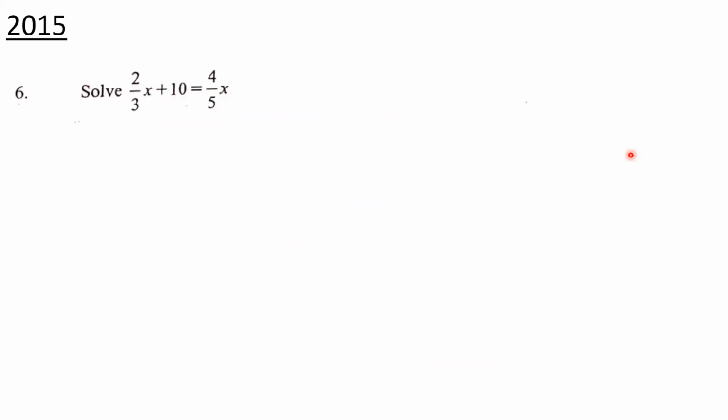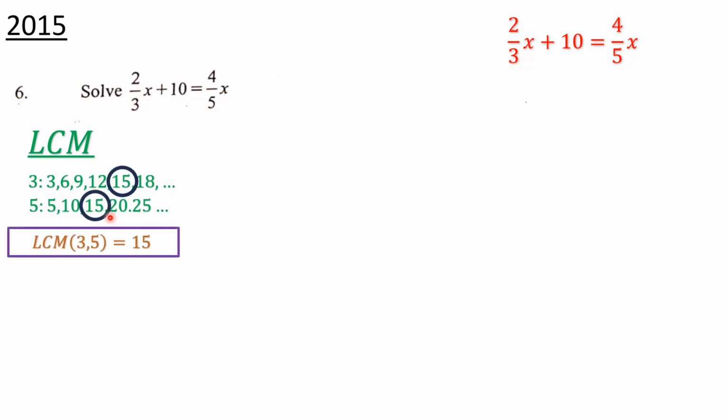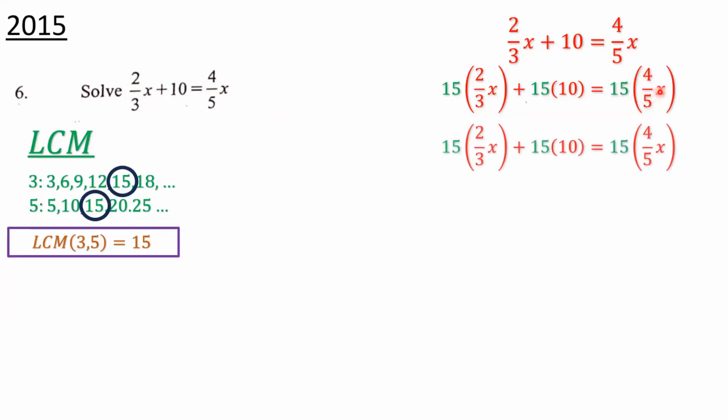It says here, we have 2 over 3x plus 10 equals 4 over 5x. We have to find the lowest common multiple of 3 and 5. And so let's list the multiples of 3 and 5. The lowest common multiple is definitely 15. And so we're going to take 15 and multiply that by each term in the equation. So we're going to say 15 multiplied by 2 over 3x, 15 multiplied by 10, and then 15 multiplied by 4 over 5x. Now we're going to divide.